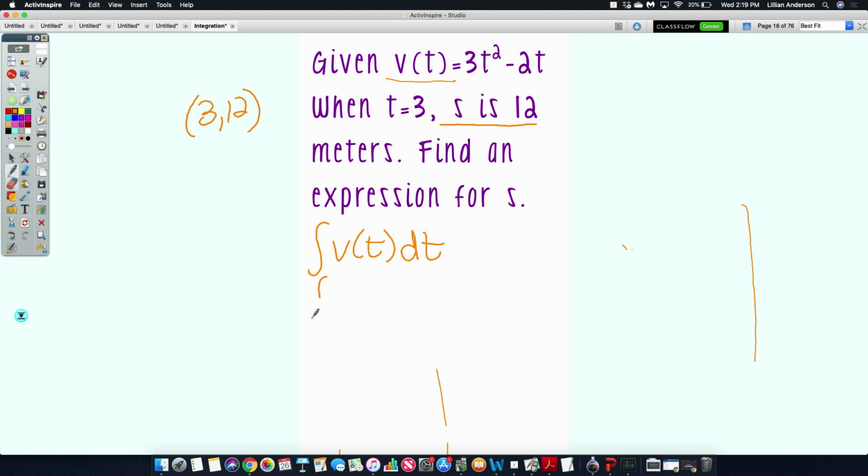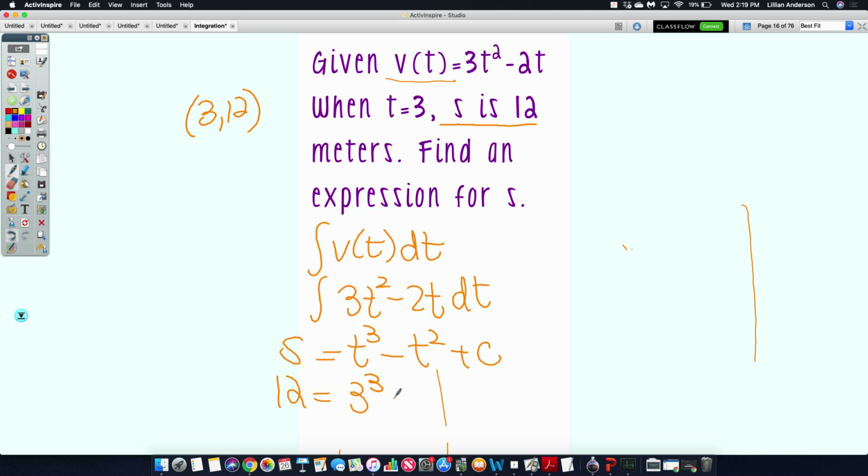So what's the antiderivative of 3t squared minus 2t? T cubed minus t squared plus C. Oh, sorry, I accidentally found the thing already. Yep, so then that way we can plug in 12.